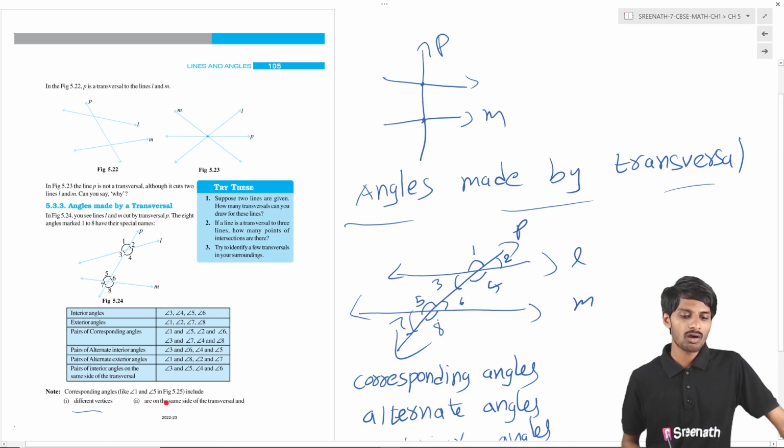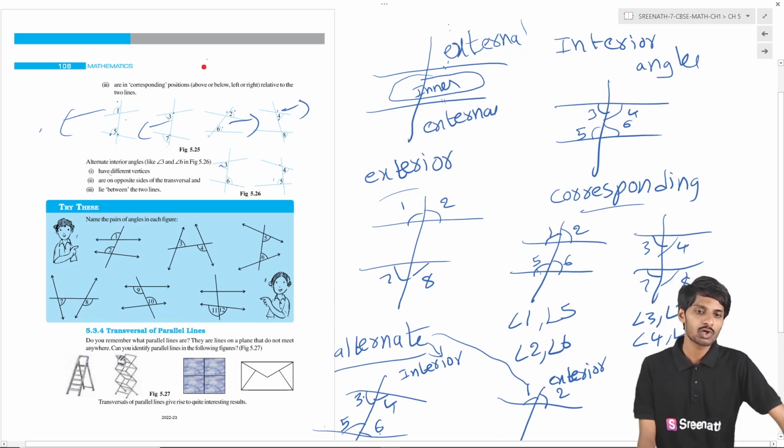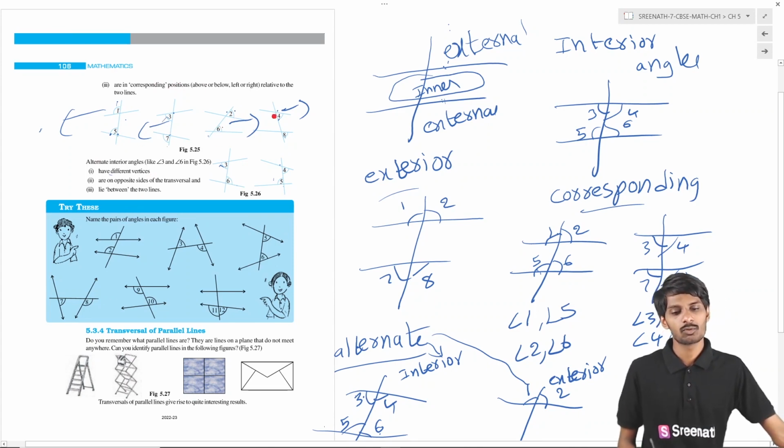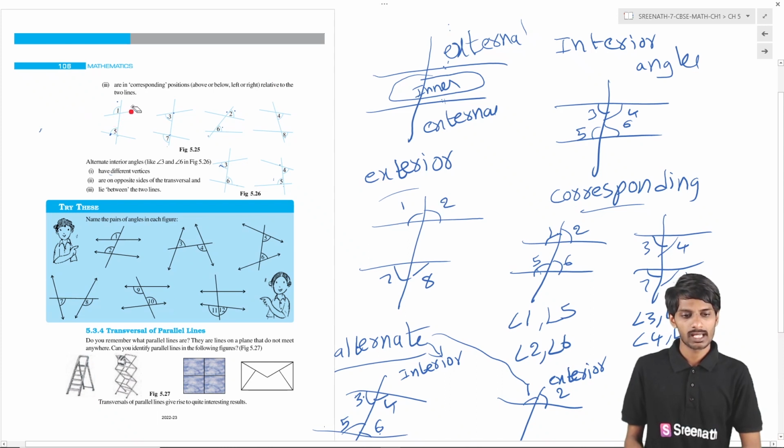And one more thing, they are on the same side of the transversal. These two angles are on this side, and these two are on the same side too. They are in corresponding positions, that is, one is above, one is above, one is below, one is below, one is on the right side above, one is on the right side above, one is on the right side below, and one is also on the right side below, friends. So these are the conditions for corresponding angles, and these are the conditions for interior angles, friends. Okay, you have understood.